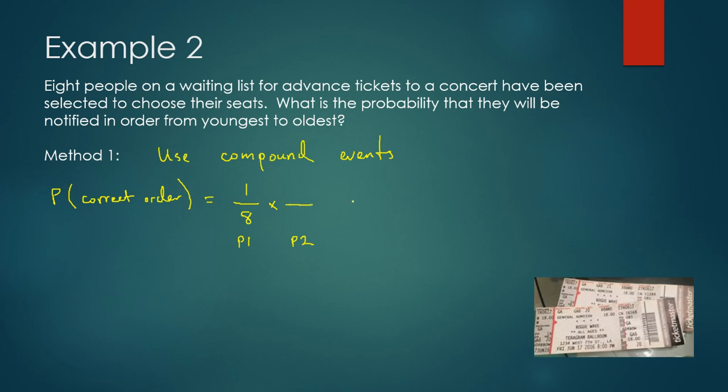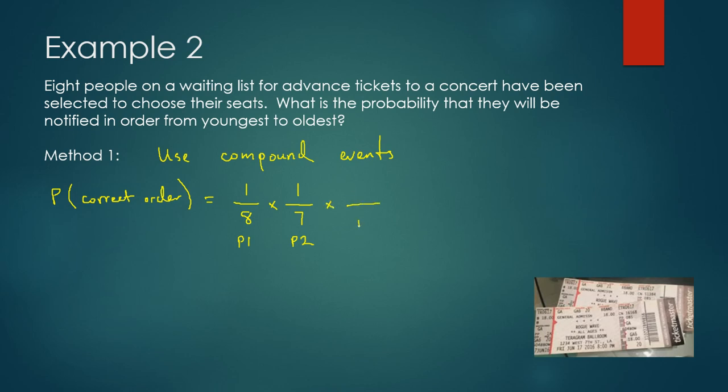These probabilities we're multiplying, these events are dependent on each other, because now we've already chosen one person. There's now one less for the next probability. We only have 7 people left for the next notification. And of those 7 people, one of them is the youngest of the remaining people. And then we can continue down the line.